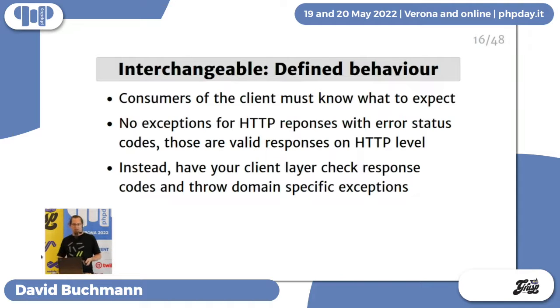So instead we said that the model is that your client is going to check the response codes and then translate bad responses into exceptions of your domain, which you want to do anyways. You don't want to handle HTTP level exceptions in your domain code.